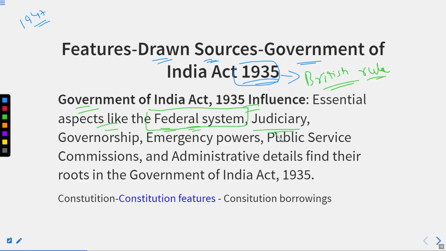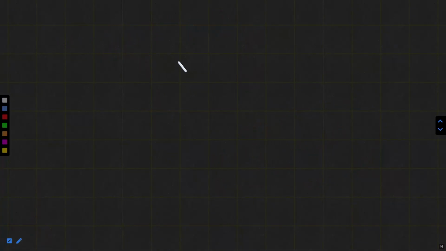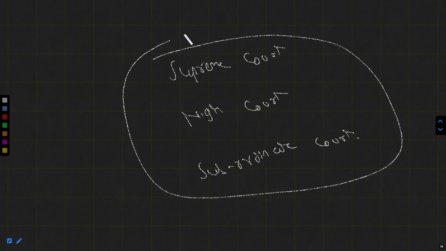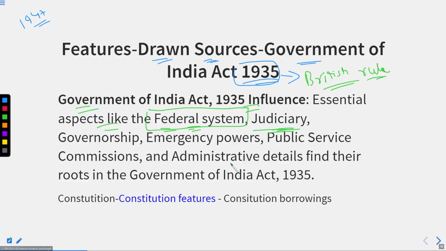Thereafter, the judiciary. We know the judiciary we have: the Supreme Court, the High Court, and the subordinate court. So we have this judiciary, and that was also mentioned in the 1935 Act.